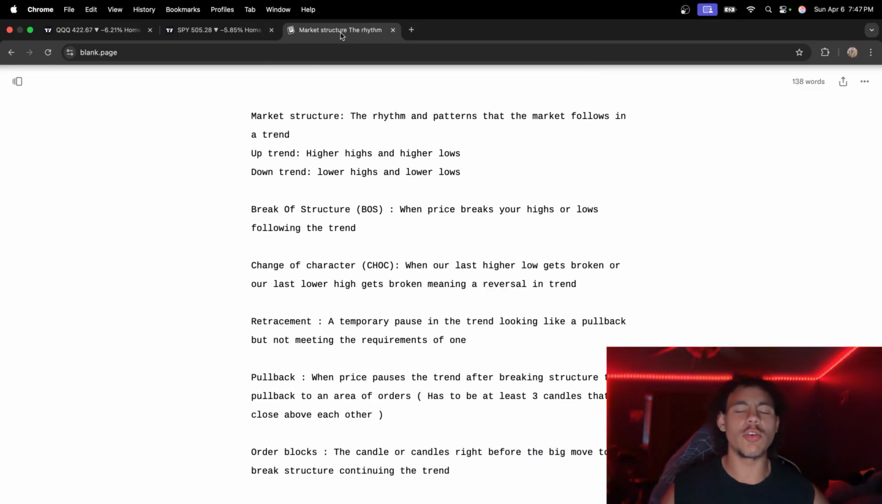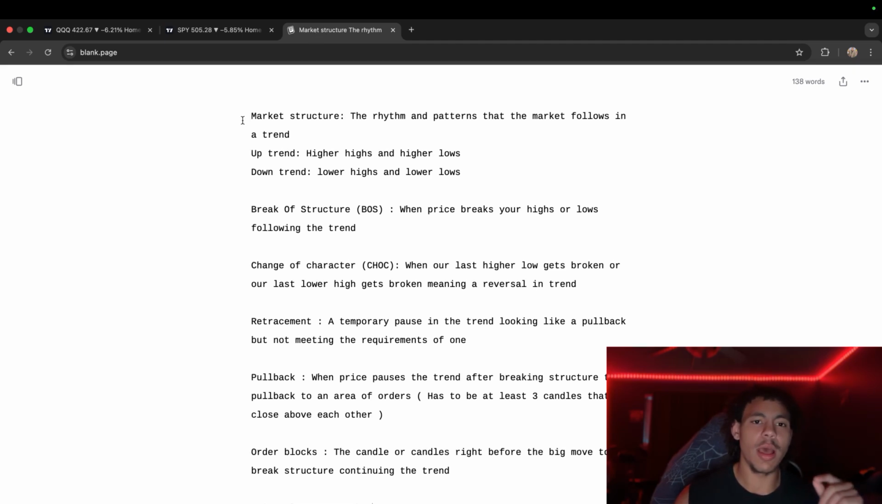Okay, guys. To first start off, we are going to talk about market structure. What is market structure? Market structure is the rhythm and patterns that the market follows in a certain trend. For example, we have an uptrend. In an uptrend, what do we have? We have higher highs and higher lows. In a downtrend, what do we have? We have lower highs and lower lows.